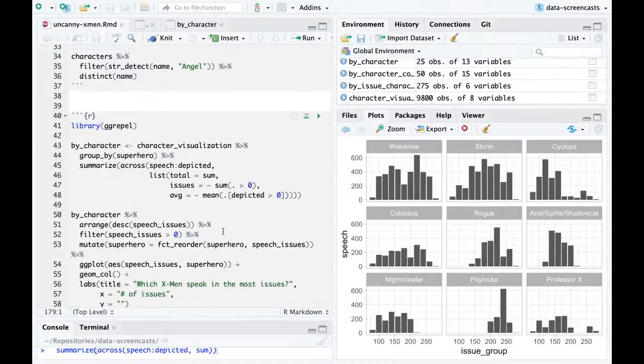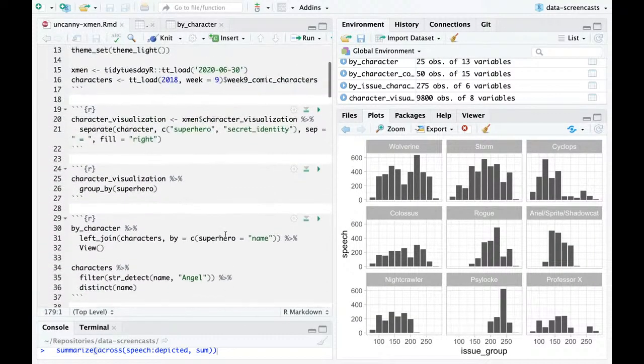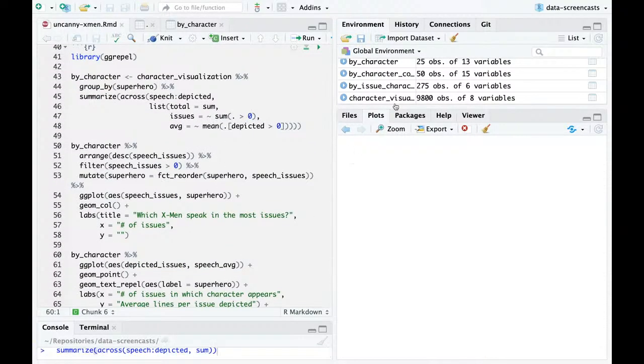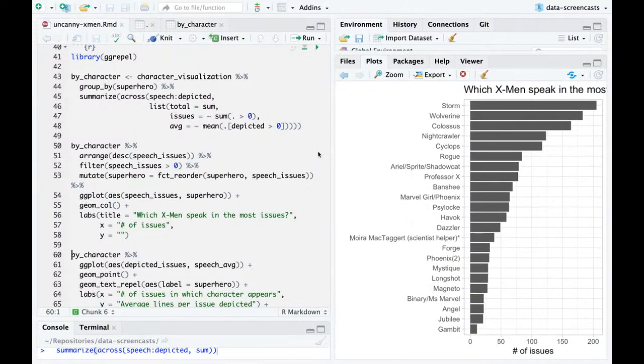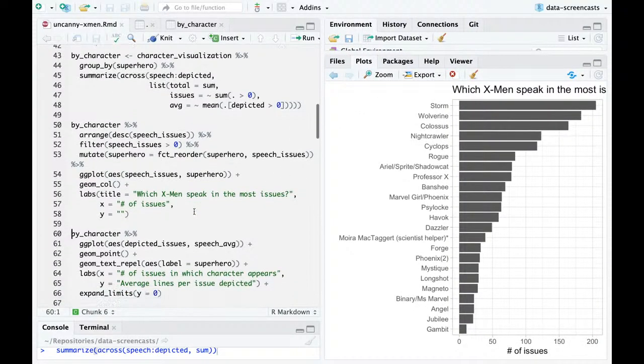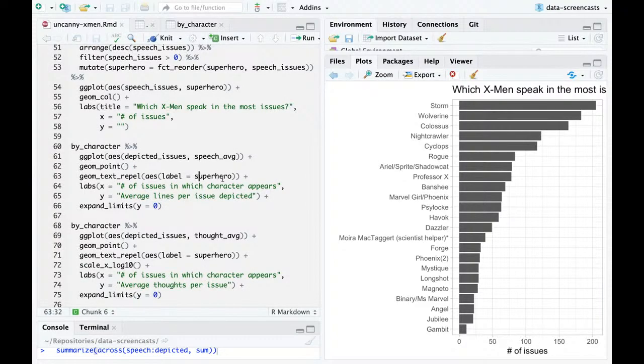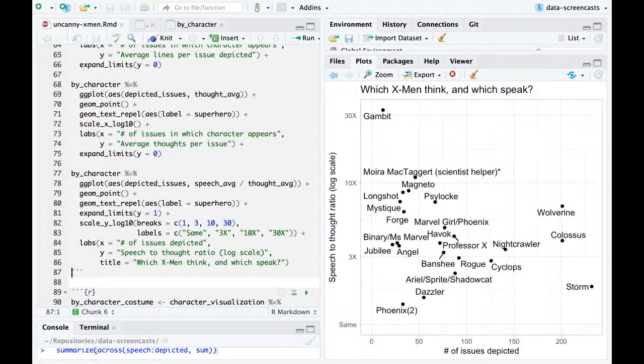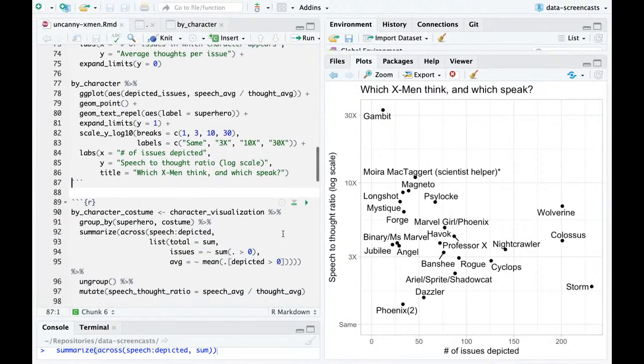All right, let's take one more look through everything we learned today. So we looked by character and we saw which characters are the most common in the Claremont run of Uncanny X-Men. We also looked at who speaks the most, who thinks the most, and which characters do more thinking, which characters do more speaking. Gambit tends to speak more. Characters like Storm and Phoenix and Dazzler do relatively more thinking.